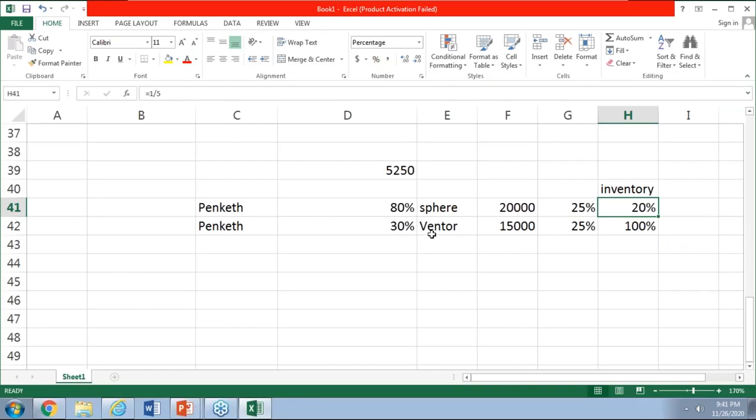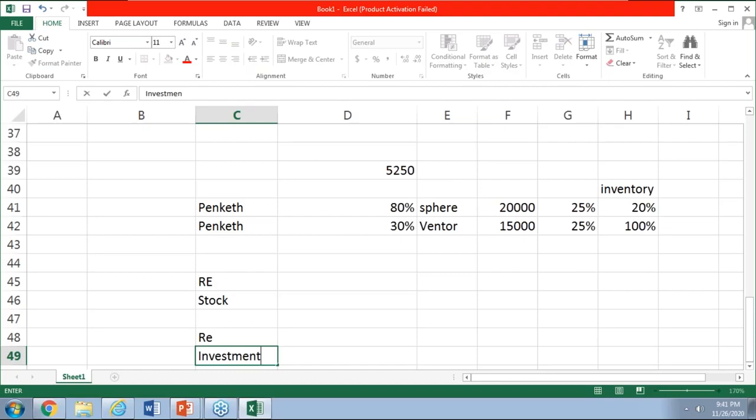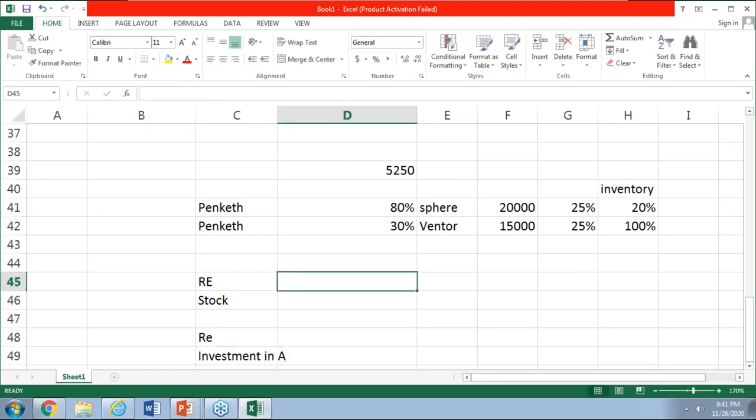So now let's start solving it. If the parent sold goods to the subsidiary company, the accounting entry will be inventory debit, stock credit, retained earnings debit. And if the parent is selling to the associate company, the accounting entry will be retained earnings debit, investment in associate credit. So now how can we calculate the amount?